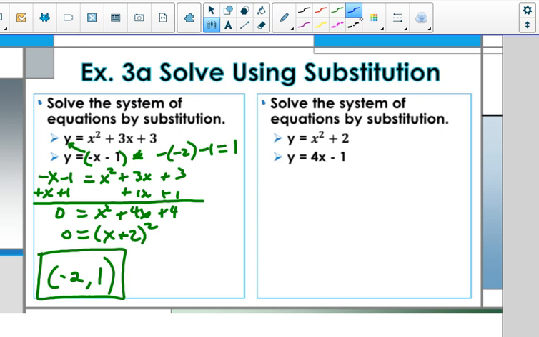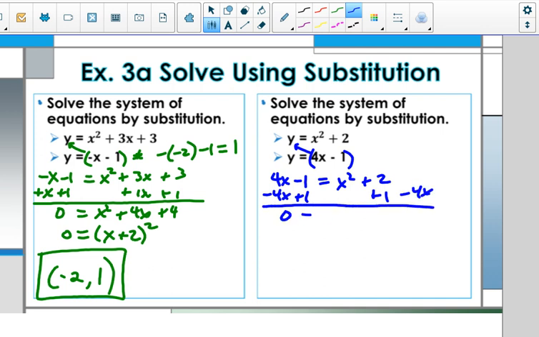The next example. Here I have 4x minus 1. I'm going to substitute that in for this y. So I have 4x minus 1 equals x squared plus 2. I need to get everything to one side, so it equals 0. So I'm going to subtract 4x and add 1. Add 1 here, subtract 4x. Now I have 0 equals x squared minus 4x plus 3.